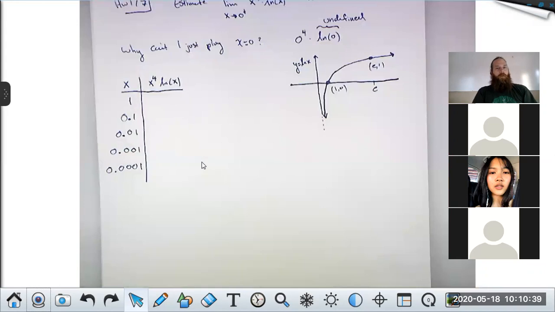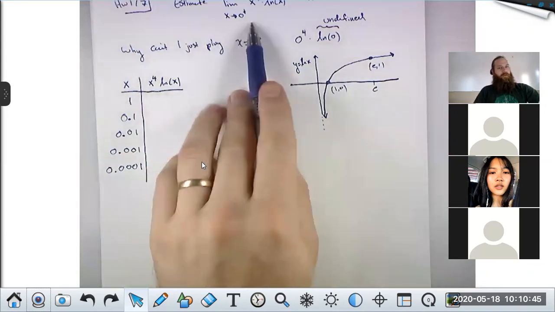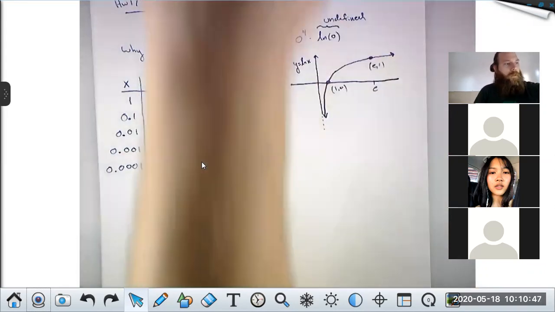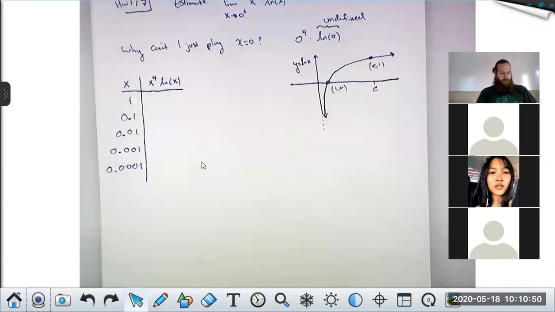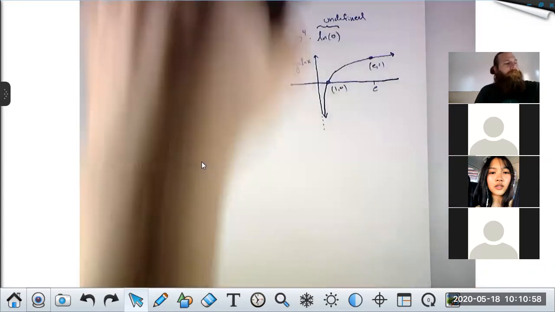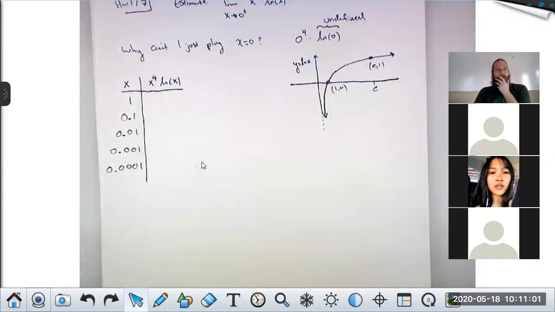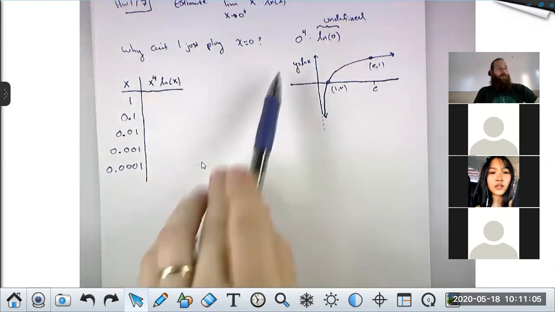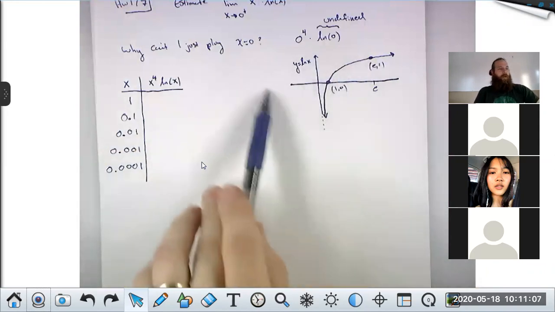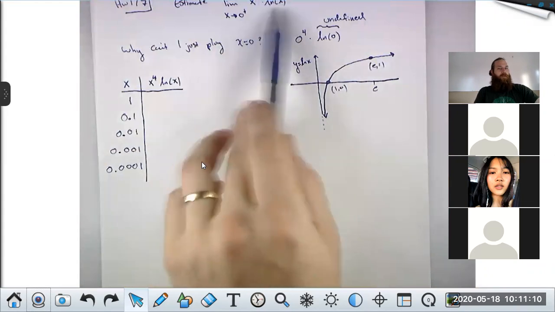Here they only asked for the limit as x goes to 0 from the right. Why didn't they ask for the full two-sided limit? Why did they ask me to look at the limit as x goes to 0 plus? Because it has a vertical asymptote? No. The function doesn't exist on the other side, right? Yeah, there is no piece of the natural log graph over here. I can't plug in any negative numbers to this guy.